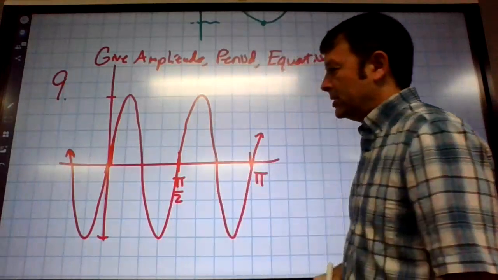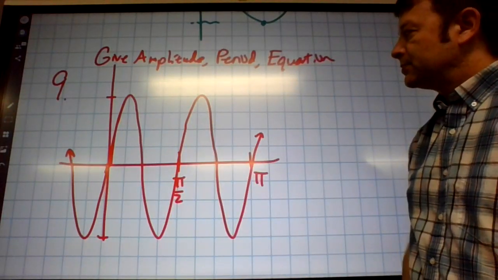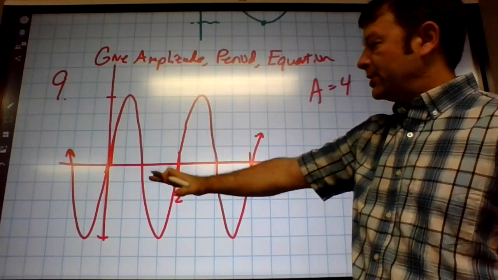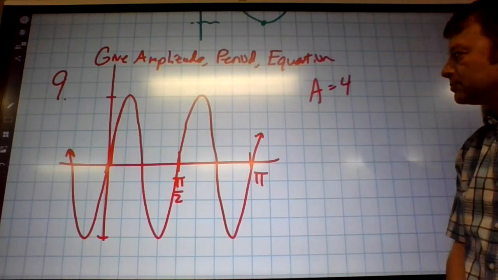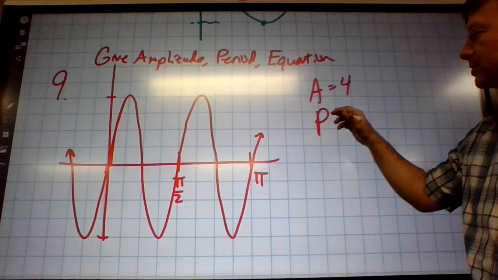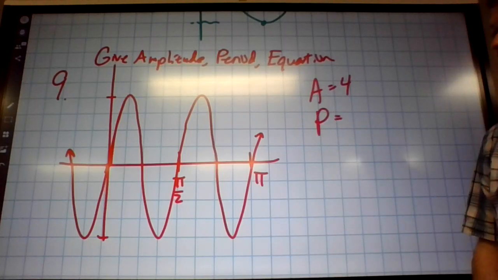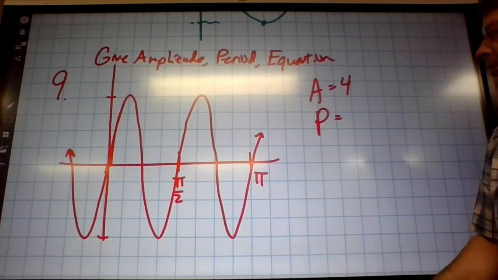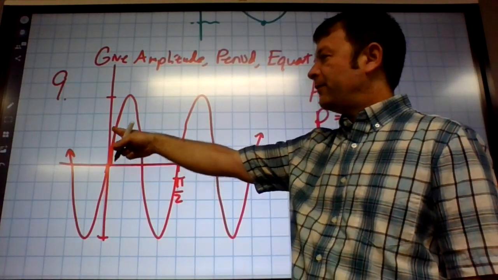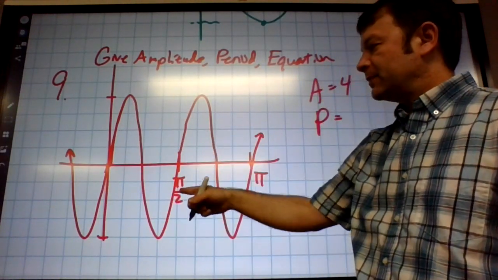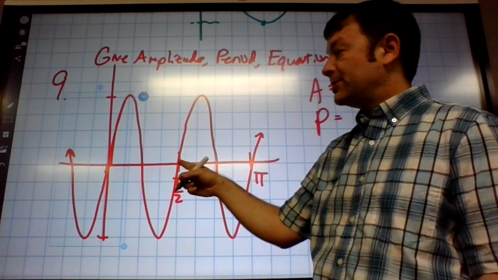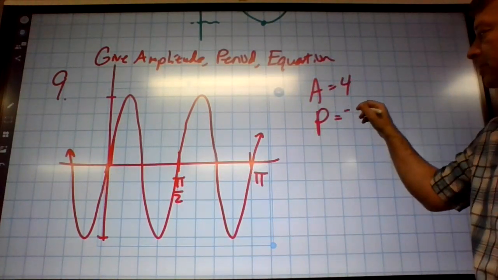Okay, what is the amplitude? Okay, how do you get that? It's going up 4 and down 4 from the middle. What is the period? Pi over, no? No? How far does it get before it starts repeating itself? From here to here, it starts repeating itself. Pi over 2.